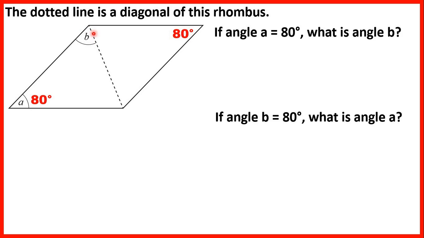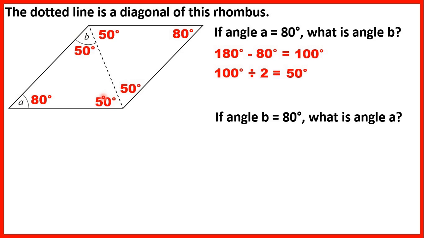But we can spot that if we divide a rhombus in half, we have an isosceles triangle. So if we subtract 80 from 180, because there are 180 degrees in a triangle, that gives us 100. So angle B and this angle here will total 100 degrees. But because the triangle is isosceles, these angles will be the same. So if we divide 100 by 2, that tells us that each of these angles, and of course each of these angles as well, will be 50 degrees.